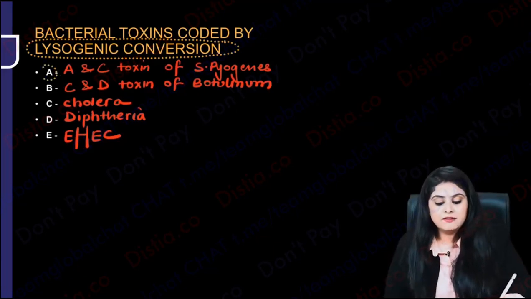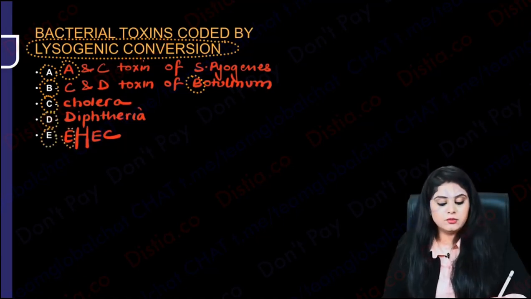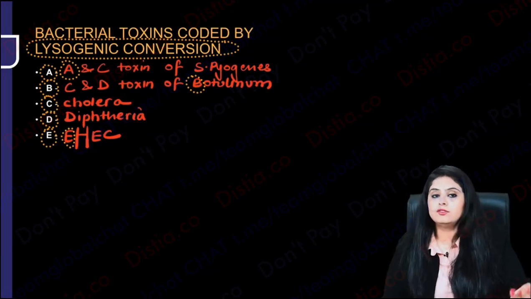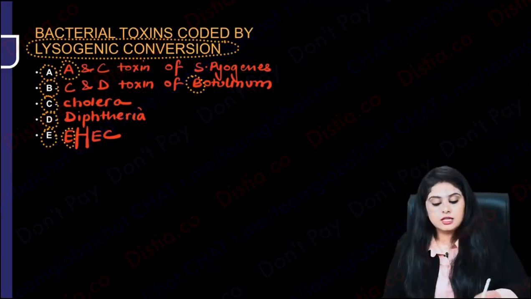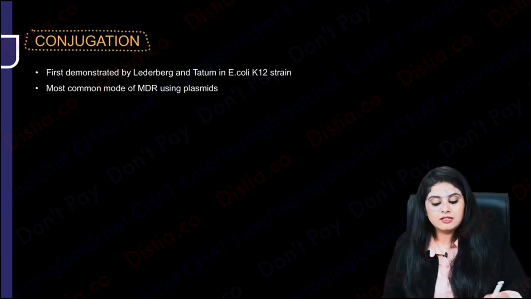Repeating, the A is for the A and C toxin of Streptococcus pyogenes, B is for the botulinum toxin C and D. C is going to be the cholera toxin, D is diphtheria toxin, E is going to be enterohemorrhagic E. coli. So transformation and transduction are done. We are going to move on to the last one, and that is conjugation.